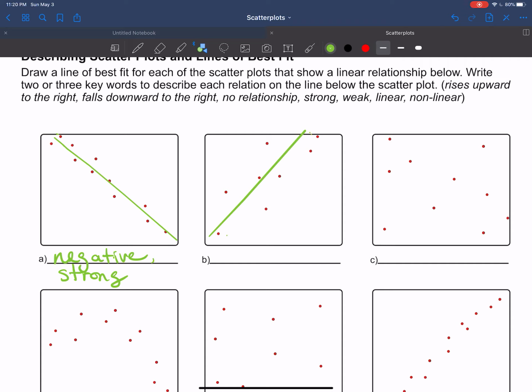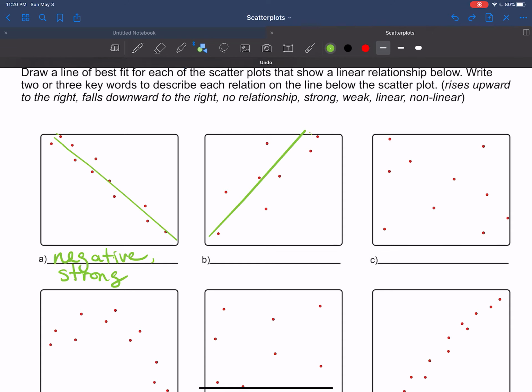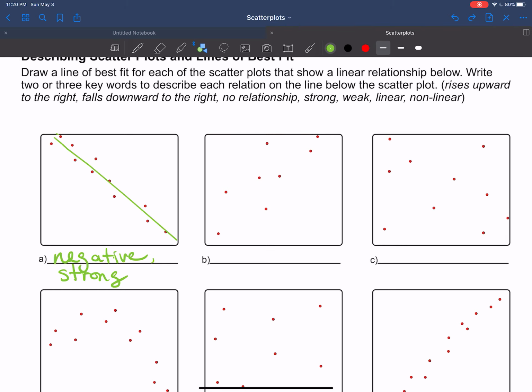So maybe that's not the best line of best fit. Let's try again. What you want to do is make sure you have a ruler. And let's see now, I have 1, 2, 3, 4 on the bottom and 3 on top. That's pretty good. It's not exact, but none of this is exact.